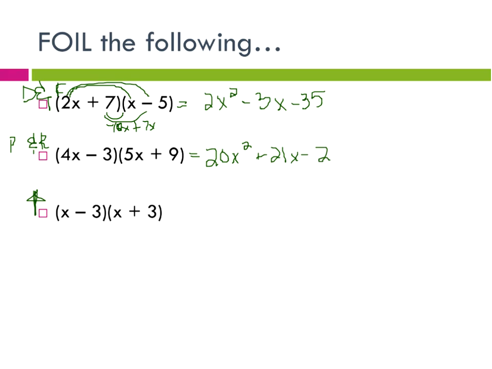minus 27. And this last one I want to talk about, because when we FOIL or multiply these things, we get x squared minus 3x plus 3x and minus 9. And what I notice about those middle two terms, negative 3x and the positive 3x?